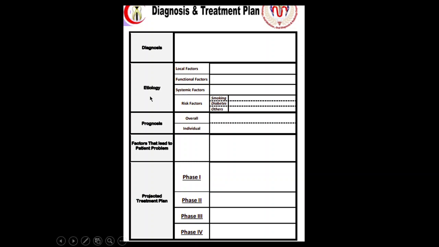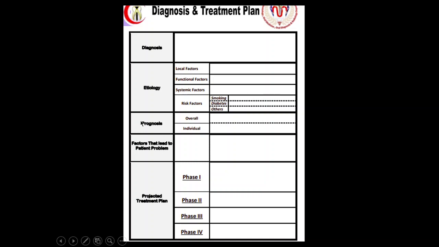Etiology. Here we have local factors such as the plaque and the plaque-retentive factors. Functional factors just like the open contact and the trauma from occlusion. Systemic factors just like diabetes and smoking, if present. Risk factors just like smoking or uncontrolled diabetes.